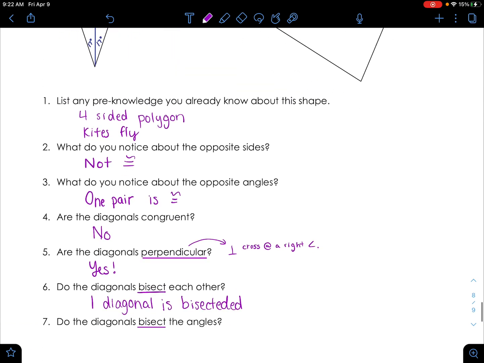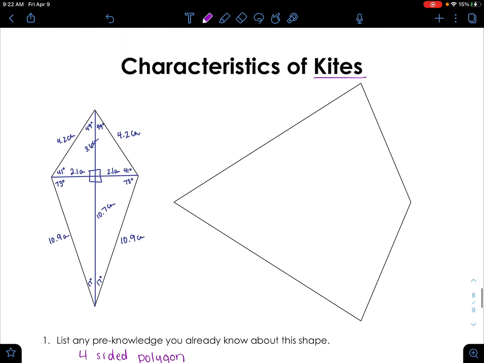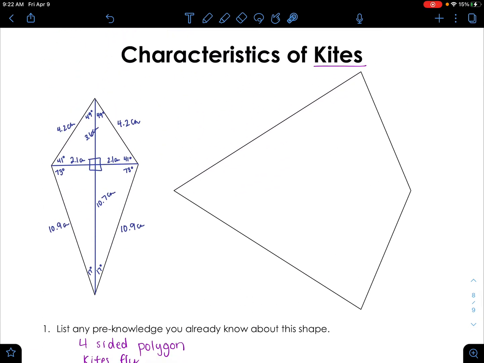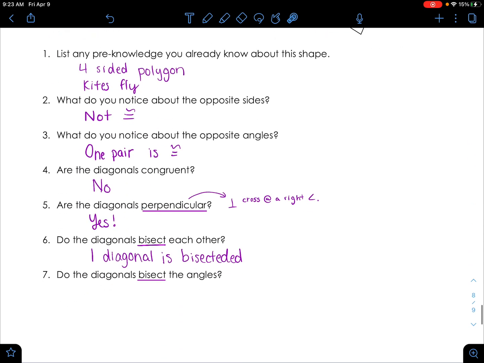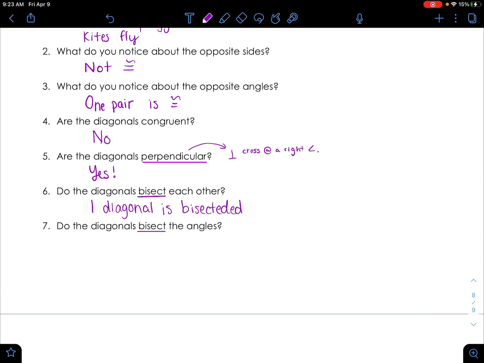Do the diagonals bisect angles? So do they split angles in half? Well, if I look, this diagonal is not splitting this angle in half. However, this diagonal does split these angles in half. So one diagonal is an angle bisector.